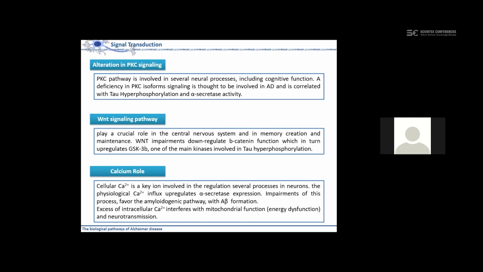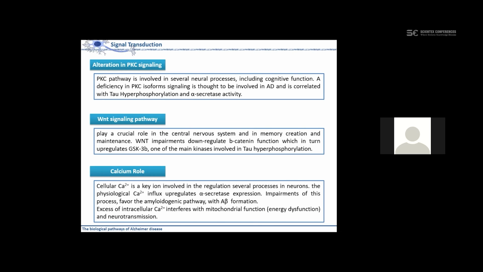A deficiency in PKC isoform signaling is thought to be involved in a disease correlated with tau hypophosphorylation and alpha secretase activity. Regarding the Wnt signaling pathway, this plays a crucial role in the central nervous system and in memory creation and maintenance. Wnt impairment downregulates beta-catenin function, which in turn upregulates GSK3 beta, one of the main kinases involved in tau hyperphosphorylation.